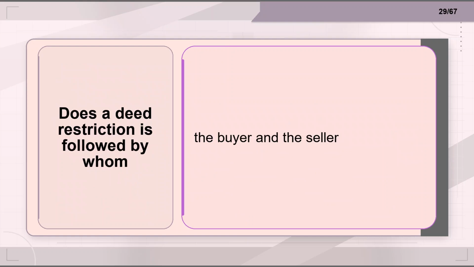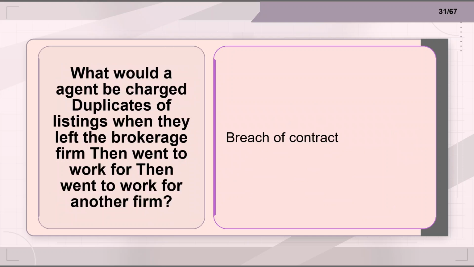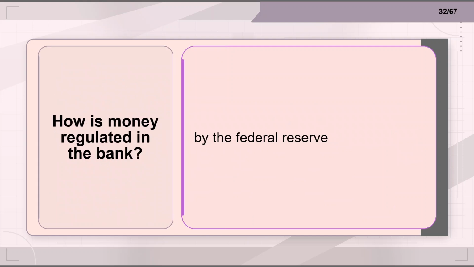Flashcard 29. Term. Does a deed restriction is followed by whom? Definition. The buyer and the seller. Flashcard 30. Term. When must a prospective buyer get the property tax info? Definition. 15 days before closing. Flashcard 31. Term. What would an agent be charged duplicates of listings when they left the brokerage firm then went to work for another firm? Definition: breach of contract.